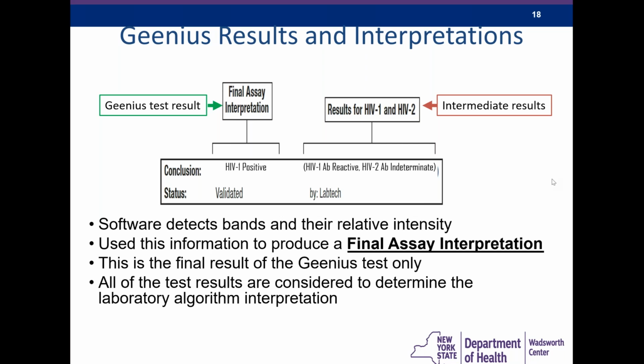next steps. But also everybody should keep in mind that that is the result only of the Geenius test, and that when making an overall interpretation, really all the test results need to be considered from the laboratory algorithm. And so although they refer to it as a final assay interpretation, it is only final for that particular test. There may be more test results that need to be considered, especially if that was indeterminate or non-reactive. Next.